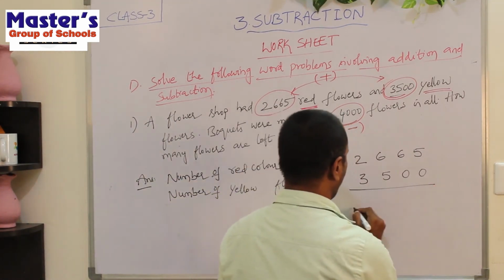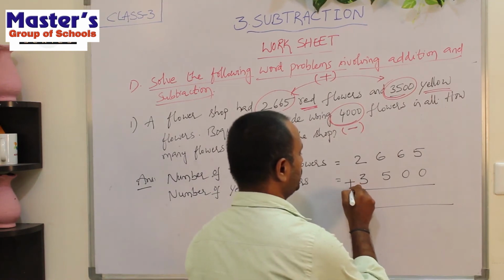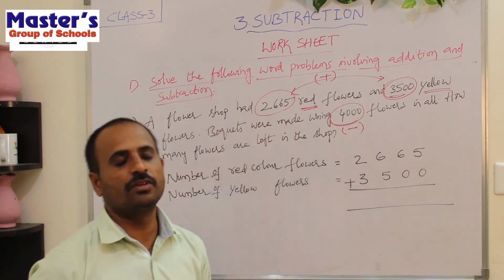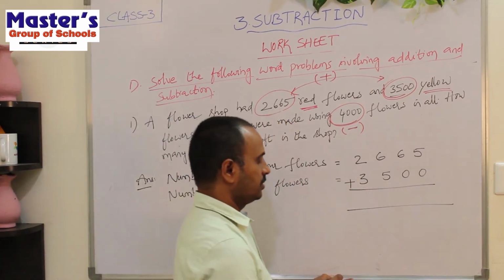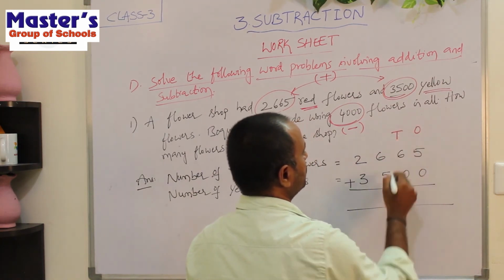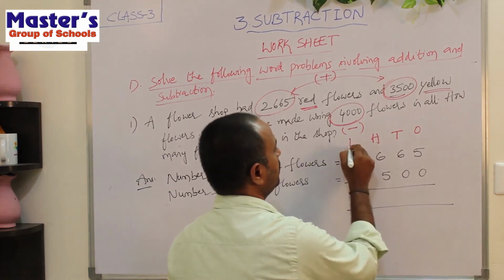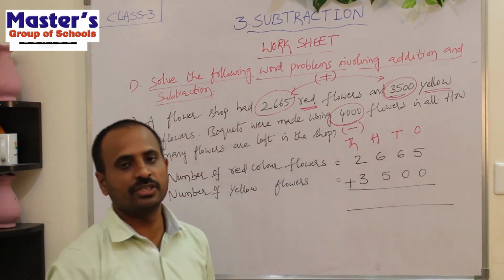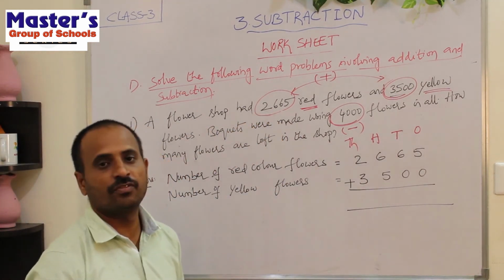And do the addition first. Add the red flowers and yellow flowers. Now write the places. These are in ones place, these are in tens, these are in hundreds, these are in thousands place. Now do the addition. Let us start addition from ones place.